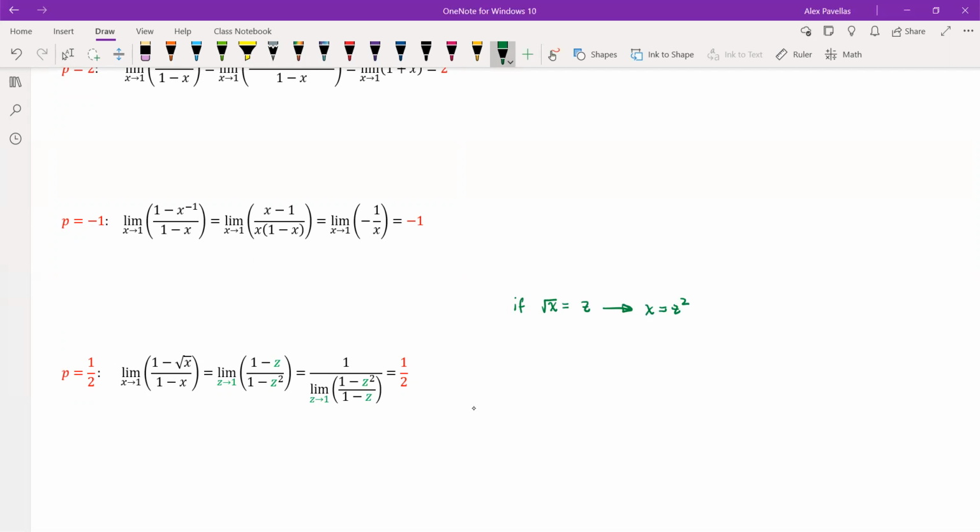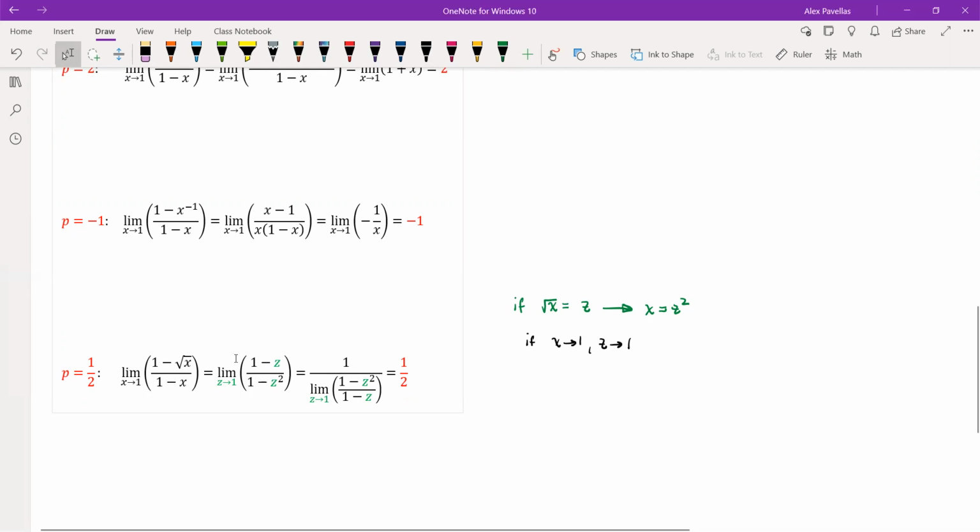So that's how the x in the denominator became a z squared. And then the important thing here is that if x approaches 1, z also approaches 1, because the square root of 1 is 1. Okay, so that's how the limit as x approaches 1 became the limit as z approaches 1 by making this substitution. Okay, so if that's the case, here's what happens.